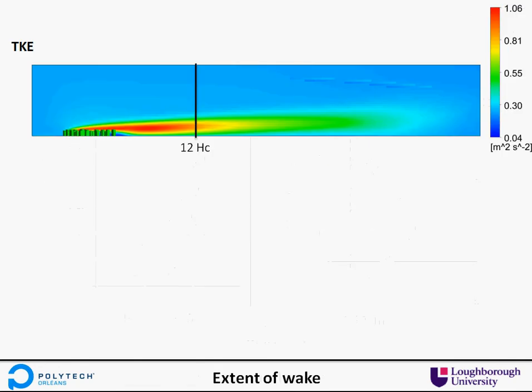So this is the turbulent kinetic energy data from the CFD. You can see the bubble of turbulent kinetic energy spreading away from the forest there. And 12 HC is the last point at which we have validation data. So for the rest of it, we're just assuming that the CFD is doing a good job.